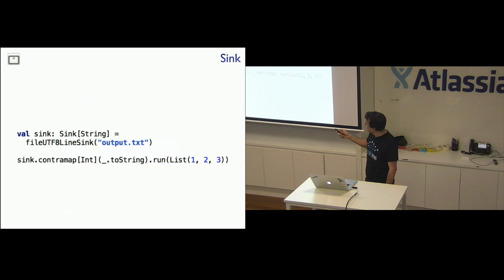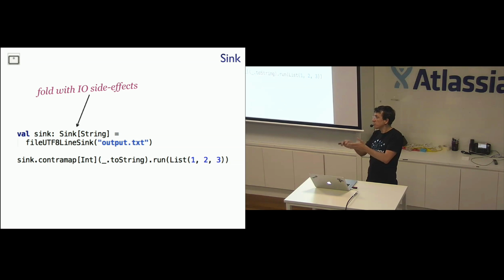So what does it look like? You have this type Sink in Origami, which is just an alias for a fold with IO as a monad, just returning unit. It doesn't return anything, so that's a sink. There's no end value which you can expect from it. And there's a method called fileUTF8LineSink, which allows you to dump strings into each line. So how do I use this? I'm using contramap. That means I'm expecting ints, and those ints are going to be transformed to strings, and the strings, because that's a sink of strings, are going to be written to a file.